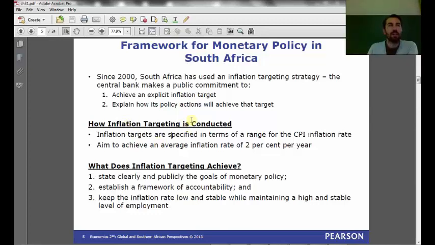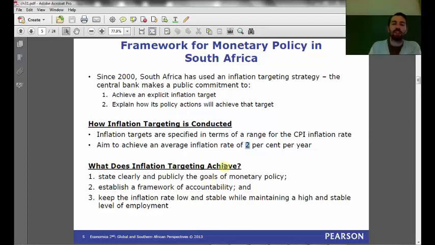How is inflation targeting conducted? Well, inflation targets are specified in terms of a range for the CPI inflation rate. So there's going to be a change in CPI, the rate of change, which measures inflation, and we want that rate of change to be within a specific target. And this is wrong. The aim to achieve an average inflation rate of 2% per year, that's nonsense. It's between 3 and 6%. 2%, I think that's the UK target. The Bank of England, the BOE, which is the British Central Bank, their target is 2%. Ours is a range, 3 to 6%.